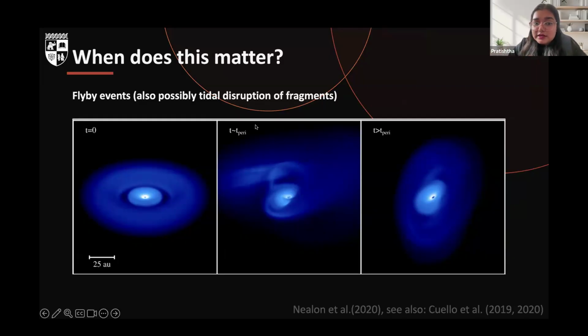And very recently, we've also started thinking about whether, if fragments form in the disk and those fragments go inside the star, if they get accreted or tidally disrupted, that could actually heat up the disk to, again, get us into a configuration where we lose the spiral structure and go into this axisymmetric state of the disk.